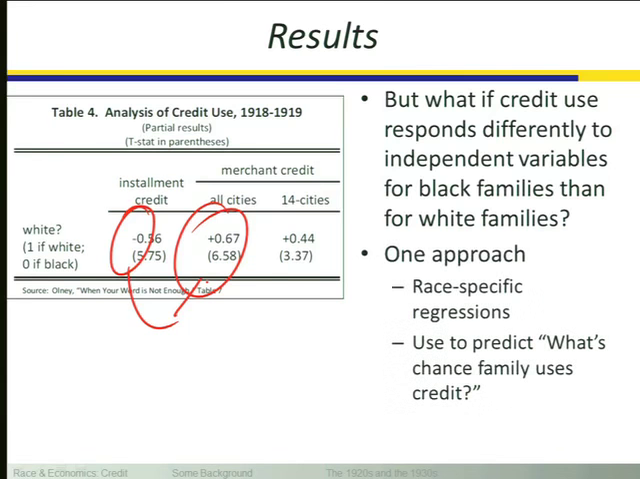For the black families and estimated a second time for the white families. So we have race-specific regressions. We've got one regression with the black families and another regression with the white families. And then use both of those sets of results to predict the likelihood of the typical family using credit.